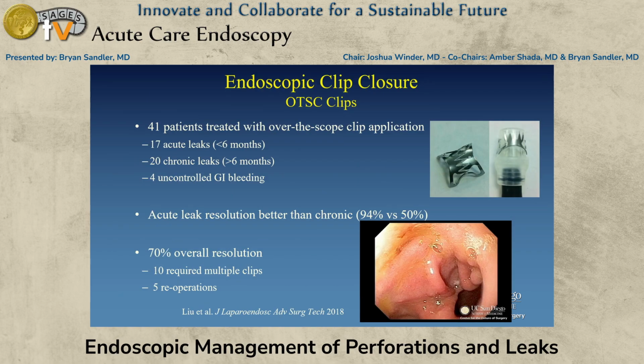We've heard a lot about endoscopic clips and over-the-scope clips. These are not the TTS clips we've seen for some of the closure, but large over-the-scope clips, the Ovesco or others, the bear claw clip. Again, acute leaks are more well tolerated and will close a lot more easily than chronic leaks.